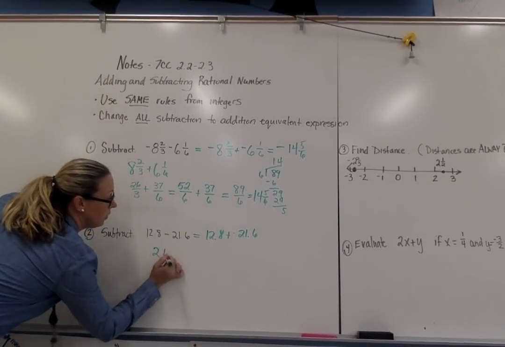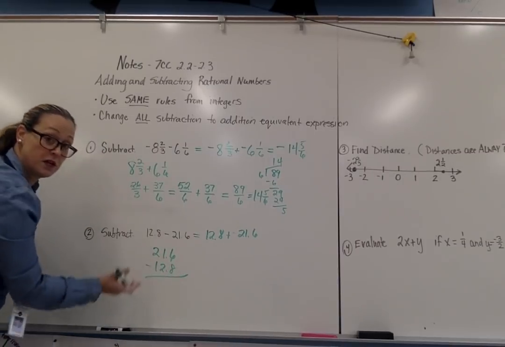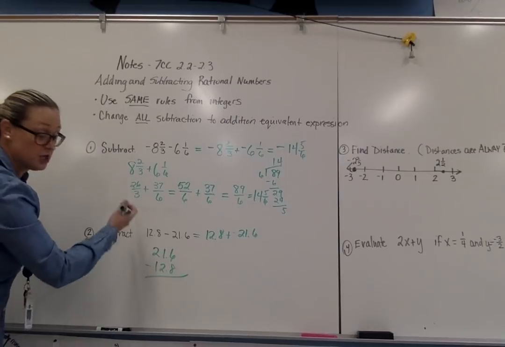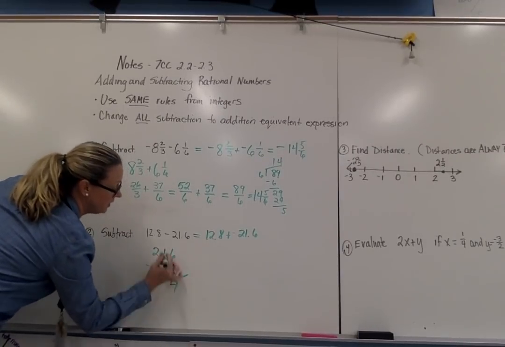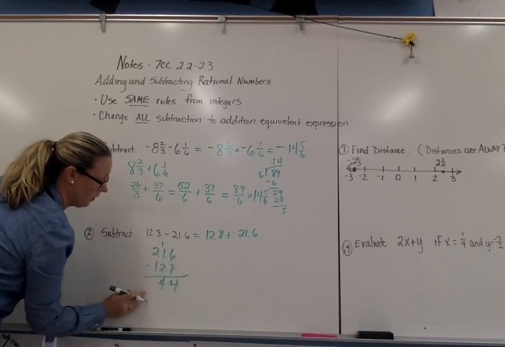So I'm going to do 21.6. And when I do that, I'm going to line up decimals. Because when I subtract and add decimals, I have to make sure the decimal points line up. 14, 4, carry my 1. Oh, I'm subtracting.